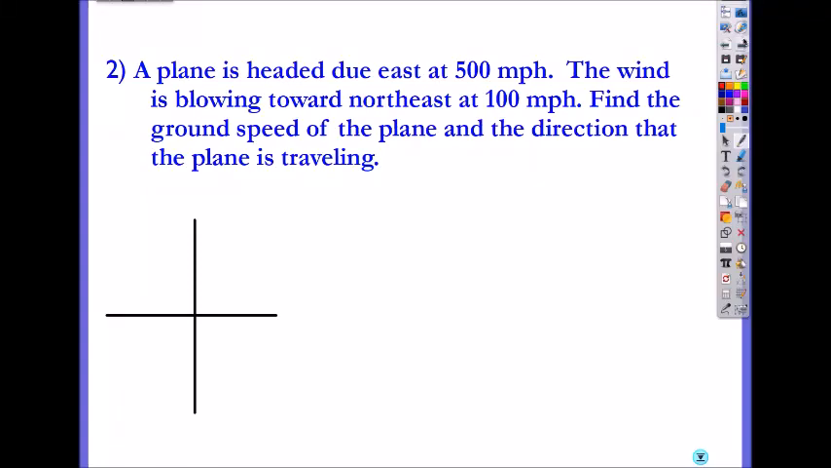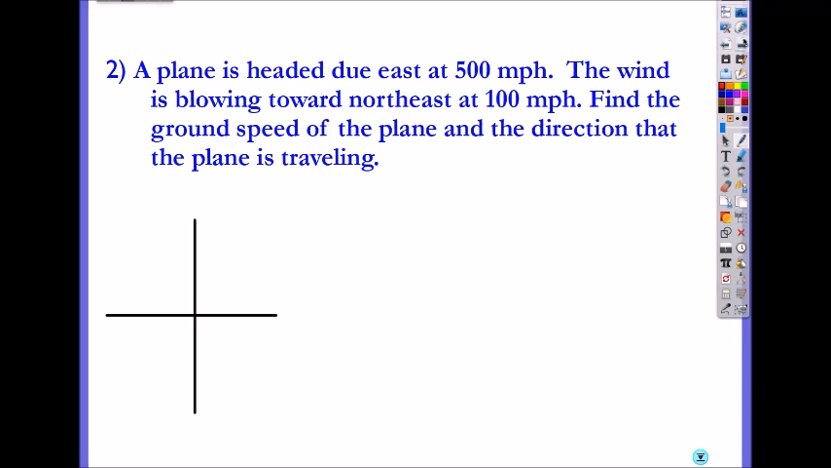So now it involves two vectors. What you need to do is go ahead and find the component form of each vector and add them. Add the x's and y's to get your resultant vector, and from there, you're going to find the direction and the speed. So number 2, a plane is headed due east, meaning what?